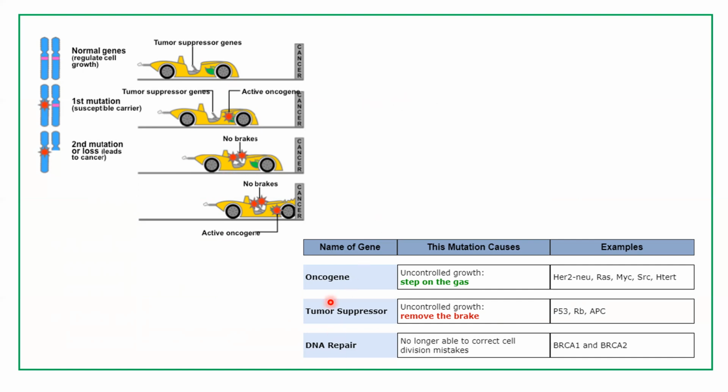So here are some examples of oncogenes and tumor suppressor genes. We also have DNA repair genes. Here are our P53 and BRCA1, BRCA2. Those are examples of genes that are responsible for DNA repair, and people who have mutations in these genes are more susceptible to breast cancer.